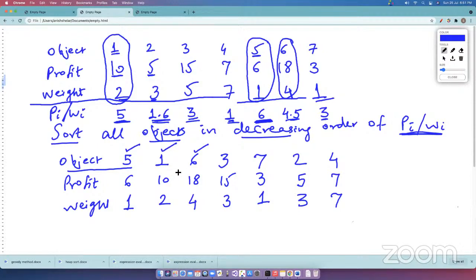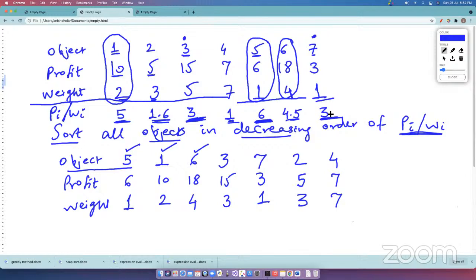Now after that, there is a tie. There are two objects, 3 and 7, the third object and the seventh object, which have the same profit by weight, 3 and 3. And you have to arrange them in decreasing order of profit by weight, isn't it? So which one should we take first, third object or seventh object? Strictly speaking, there is no rule for this. If there is a tie, then you can take the first one which comes from the left hand side.